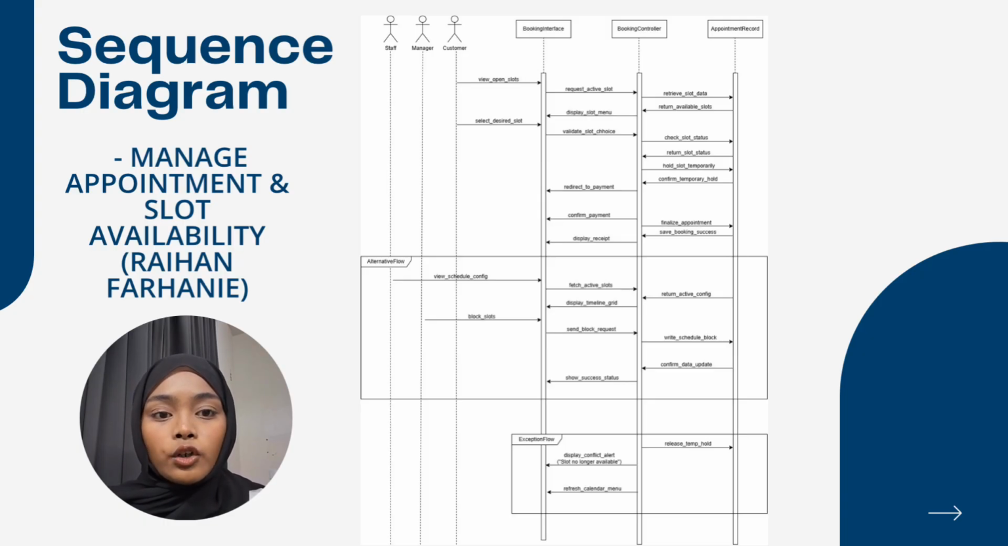The last one is for the exception flow. If a slot becomes occupied by a faster concurrent transaction before checkout finishes, the system catches the collision. The controller immediately calls release temporary hold to clear any deadlocks in the database, pushes a display conflict alert reading slot no longer available to the interface, and executes a clean calendar refresh to reset the user journey seamlessly.